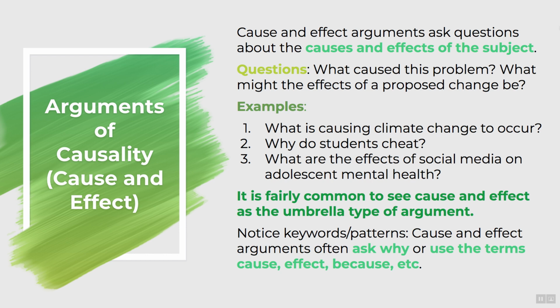Cause and effect arguments are fairly common as the umbrella type of arguments. We often have to weave the other aspects in. We might have a factual paragraph, a definition component, and then move into cause and effect as an argument. And maybe it's going to hint at solutions later. But these are the kinds of questions that require a lot of time and space to develop answers to. So you might have an argument that is primarily cause and effect. The keywords and patterns for cause and effect arguments are questions that ask why, or use cause and effect terms like cause, effect, because, etc.